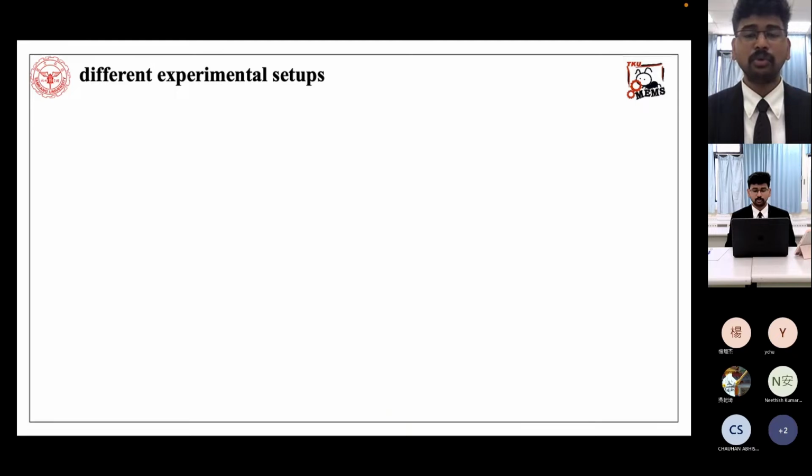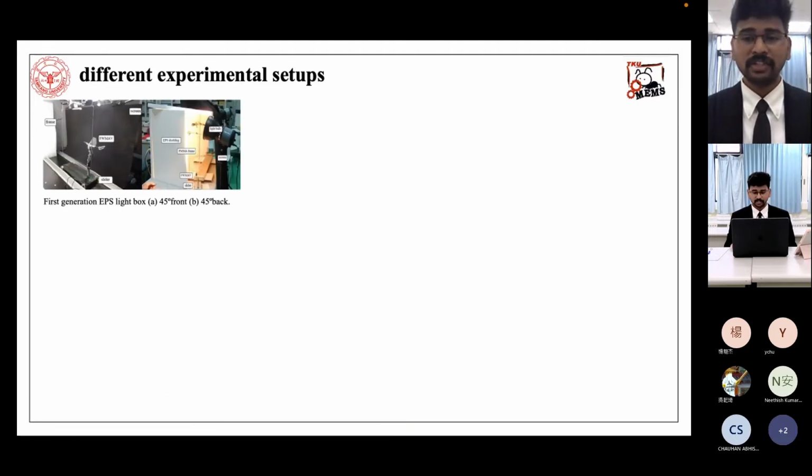So now I'm going to move on to the different experimental setups, where we faced some kinds of issues from generation 1 to generation 4. I'm going to explain them one by one. The first generation we used is an EPS box, which is an expanded polystyrene box, with a front 45 degrees angle setup to capture the high speed camera videos, which faced problems with the camera and lighting reflection.